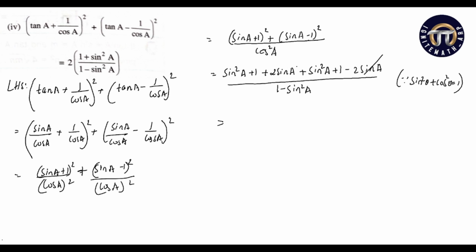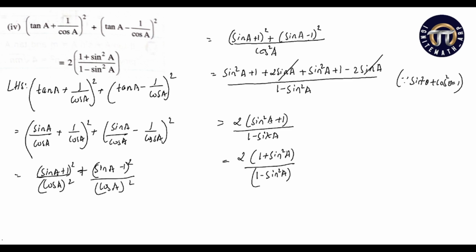So now 2 sin a, plus and minus, will get cancelled. I'll be left with what, children? 2 of (sin square a plus 1) divided by (1 minus sin square a). Clear, children? So this is what is required. See, sin square a plus 1 is the same as 1 plus sin square a. So I can rewrite this one as 1 plus sin square a divided by 1 minus sin square a. Since the commutative property holds good in addition, you can keep it this way also. Doesn't matter. Clear, children? So now let us move to the next one.